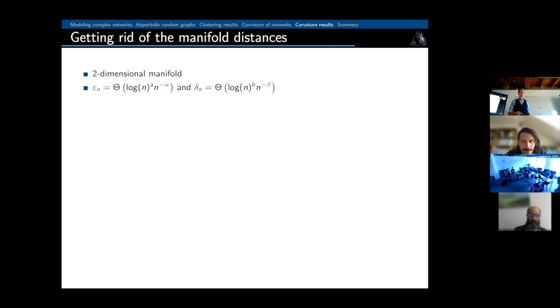So this is actually what we did. Now we're in the setting of two-dimensional Riemannian manifolds. Again, we have epsilon and delta tuned by these two parameters. And now we're going to define the distance on our graph as just the shortest path distance times epsilon.